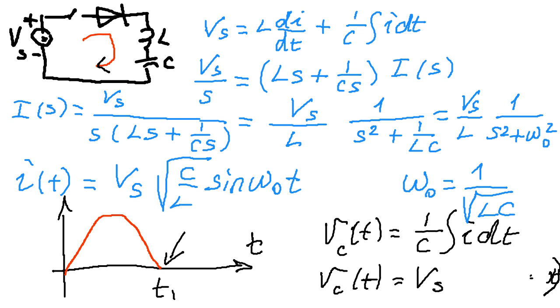Technology is giving us some opportunities. We have to use those. So Vs times 1 minus cosine omega o t.